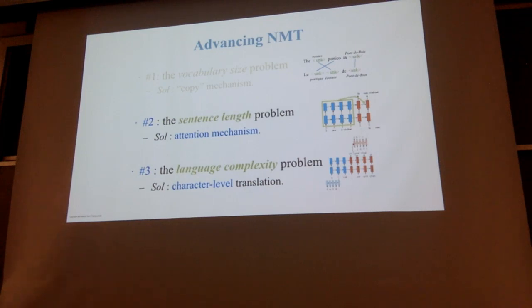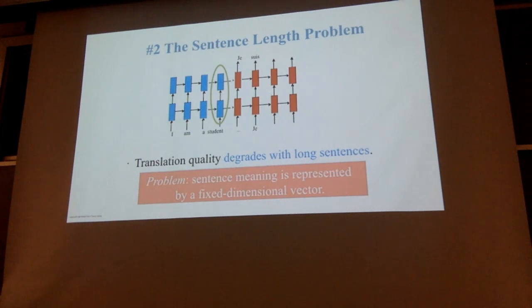Okay, so the next one, sentence length. This is the problem of sentences being very long and the temporal correlations being hard to learn. So how to deal with this? Well, a way of dealing with this is to add an attention mechanism. Yeah, that's right. So the translation quality tends to degrade with the length of the sentence.